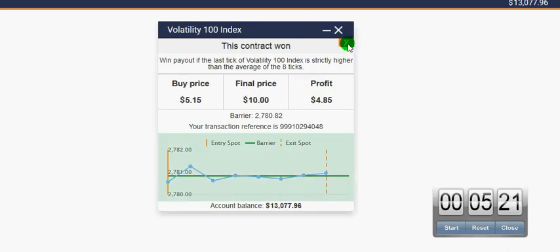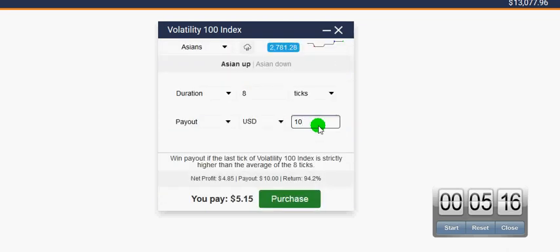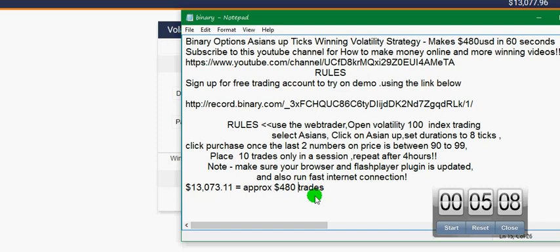So we want the first trade. Sorry, I'm supposed to increase the payout. So I've changed the payout to 100. So I'm staking 100. So we have to start the trade again. Trade number 1.